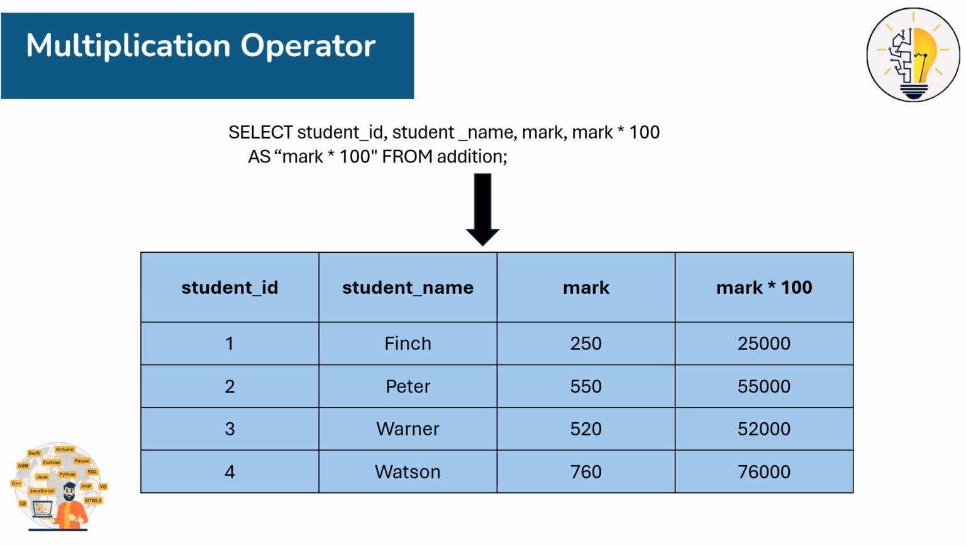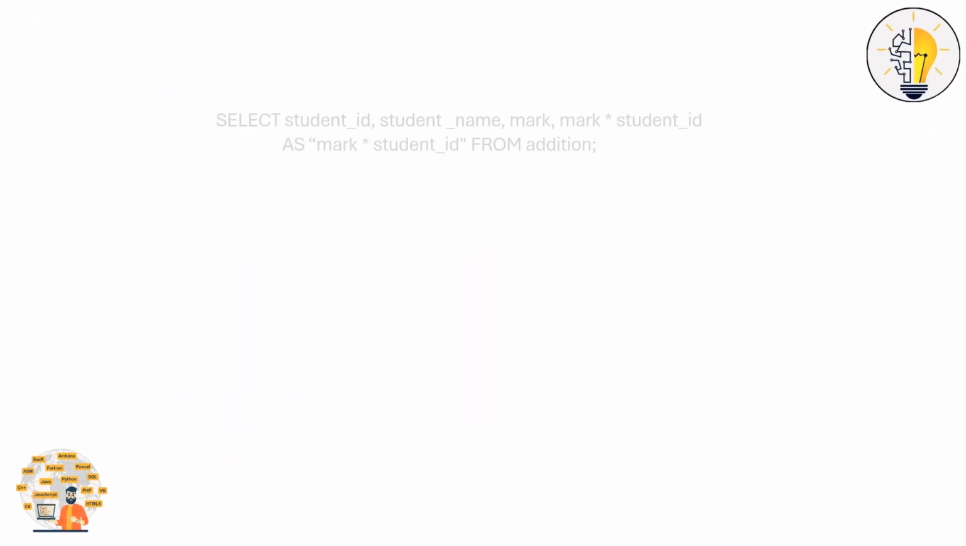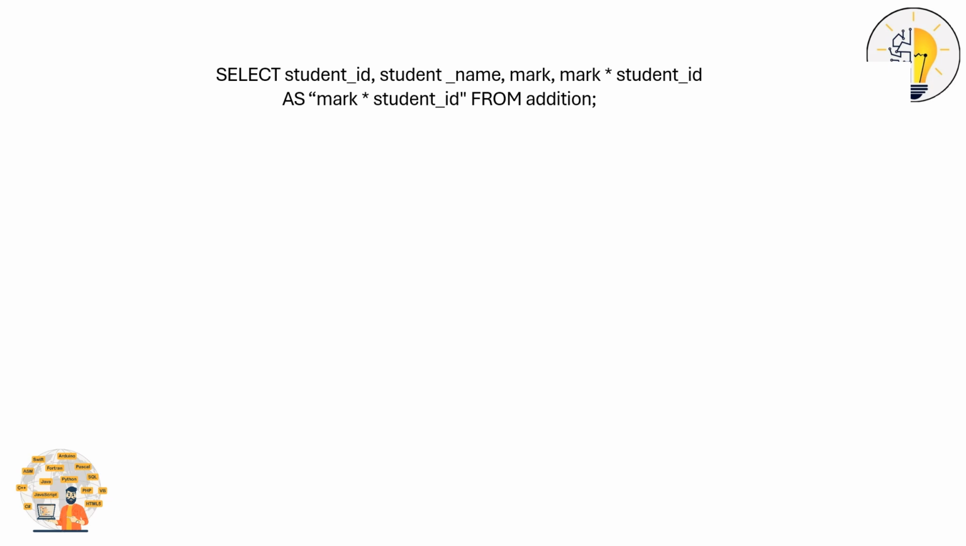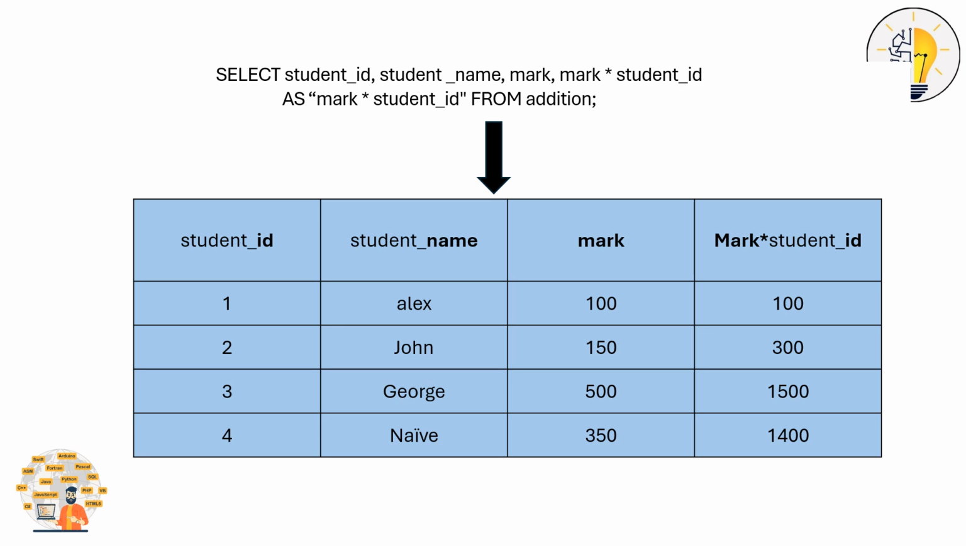If it is for two columns of a database, you are going to select the same columns, name, ID, mark, and the final will be mark into student ID. There we used only the column mark and multiplied it into 100. Here we are using two columns, that is mark and student ID, and specifying the column name as mark into student ID from addition. So the columns become ID, name and mark into student ID.